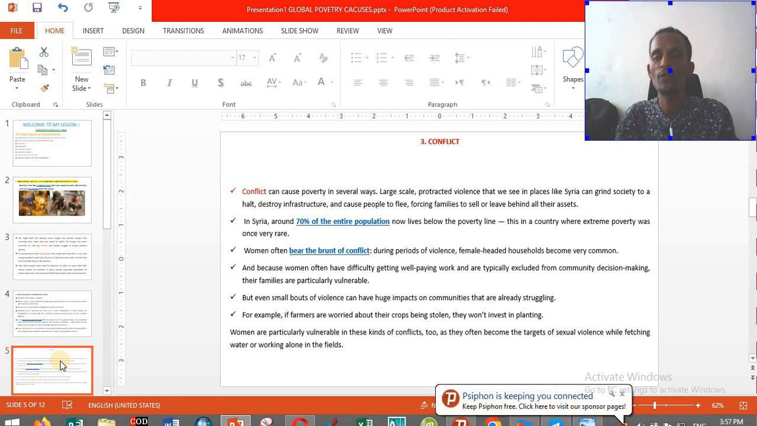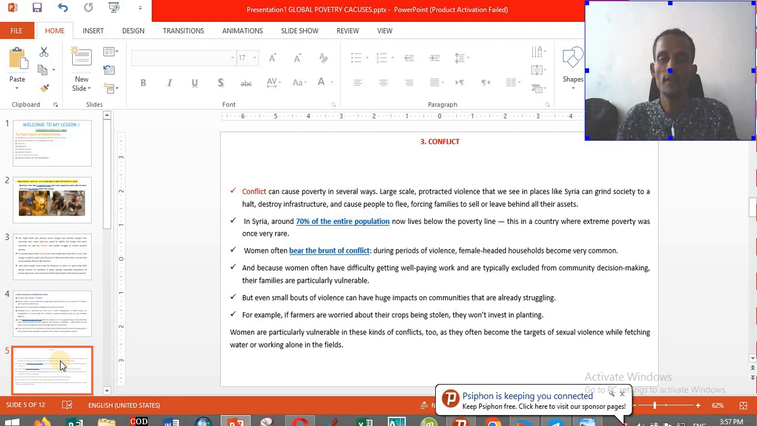This is a country where extreme poverty was once very rare. Women bear the brunt of the conflict. During the period of violence, female-headed households become very common. And because women often have difficulty getting well-paying work and are typically excluded from community decision-making, their families are particularly vulnerable.